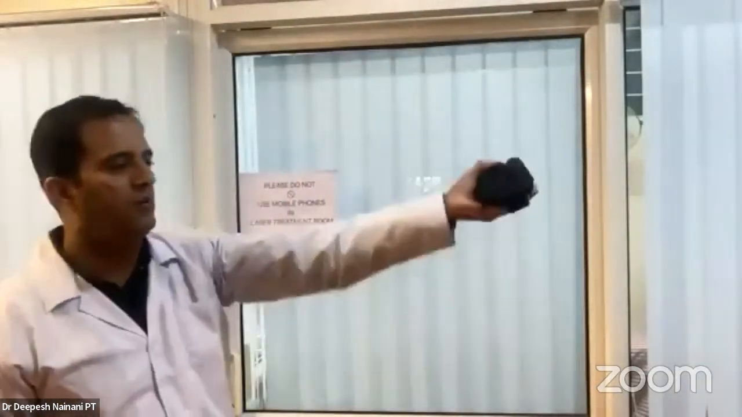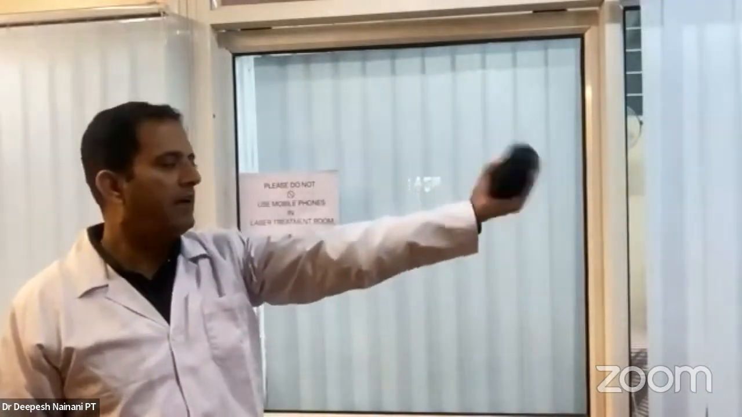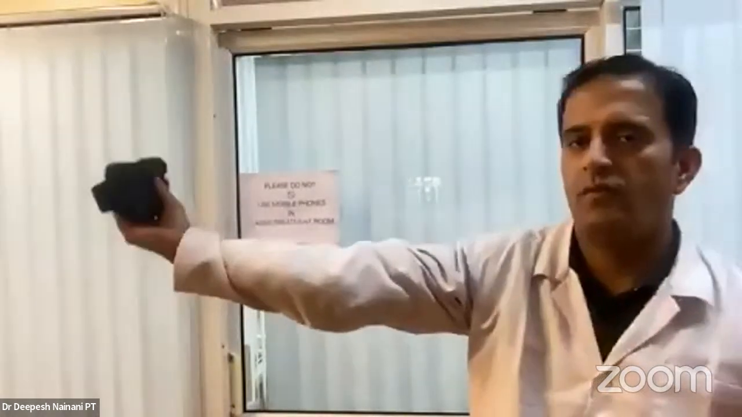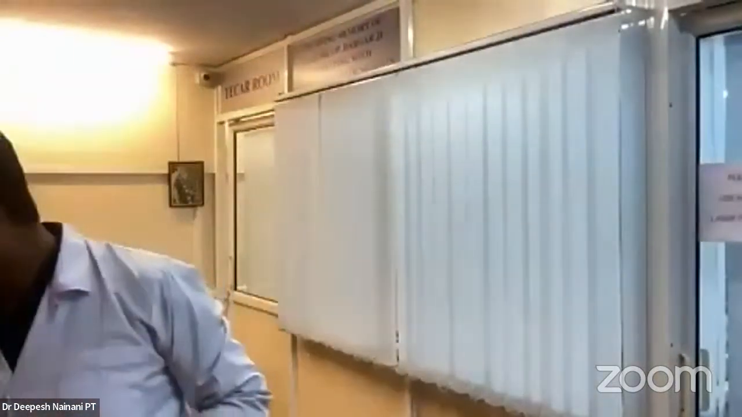Without any hold, we do it like this: 1, 2, 3, 4, 5, 6, 7, 8, 9, 10. With the other hand, 1, 2, 3, 4, 5, 6, 7, 8, 9, 10. Yes, that was it. Now we have to understand the basic don'ts, the basic things which we have to avoid in elbow pain. One more exercise is left.